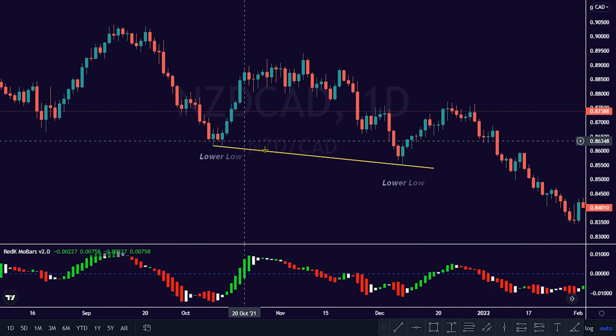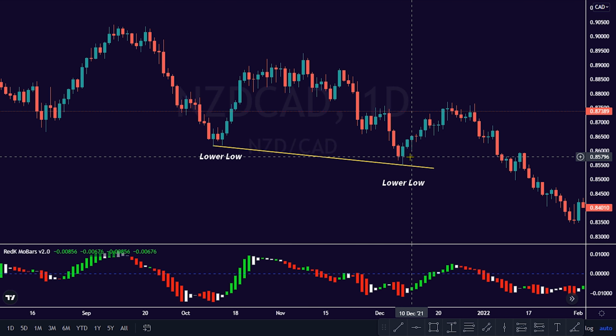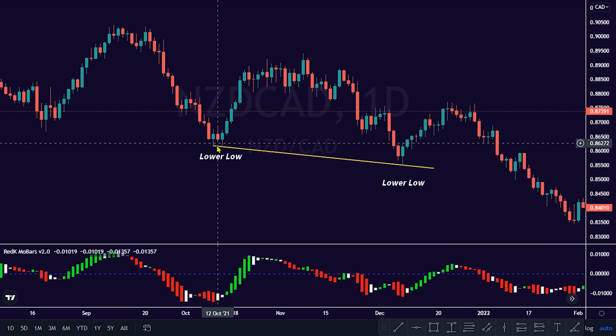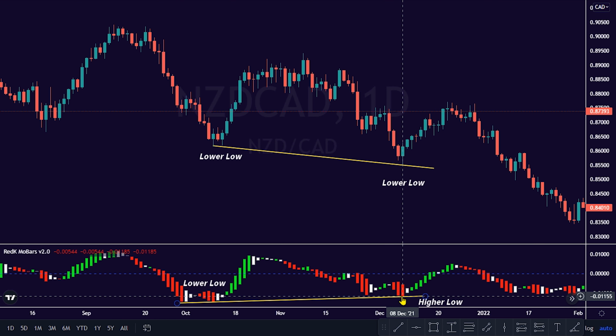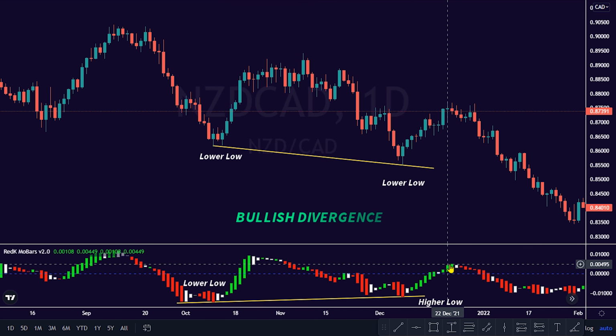Also here, there was the formation of a lower low to the last low swing here. On the indicator chart, there was an opposite swing with a higher low swing to the last low swing here. This is called a bullish divergence.